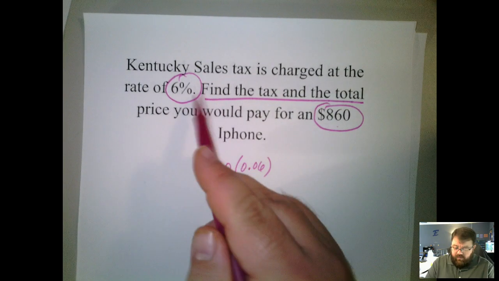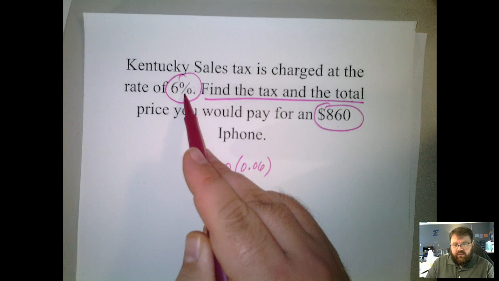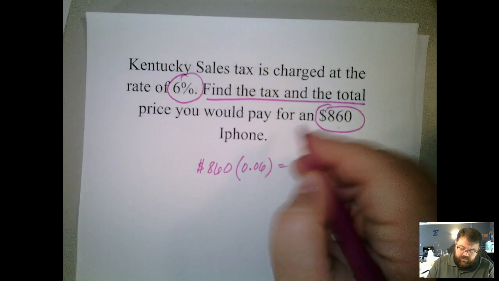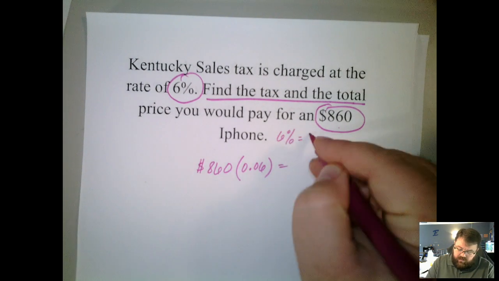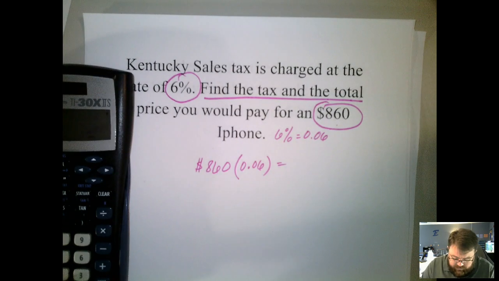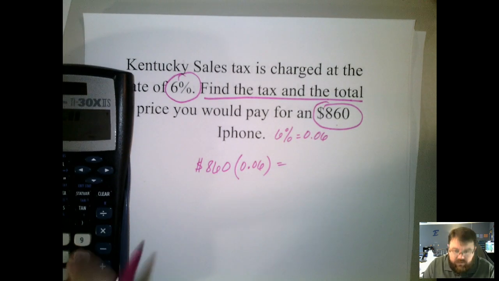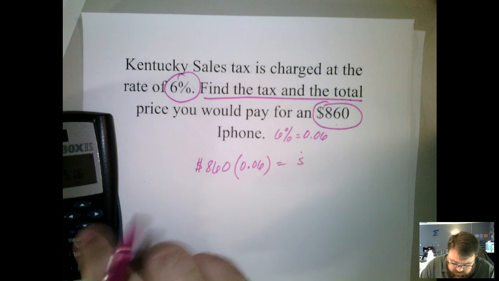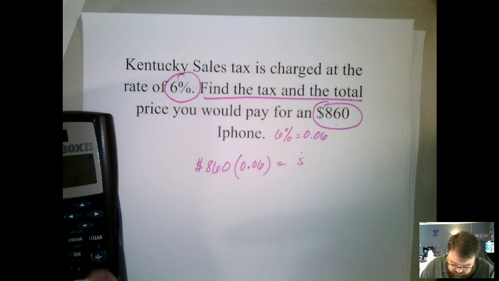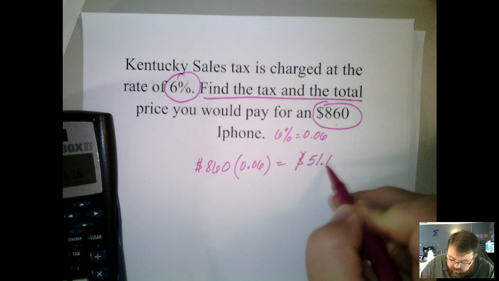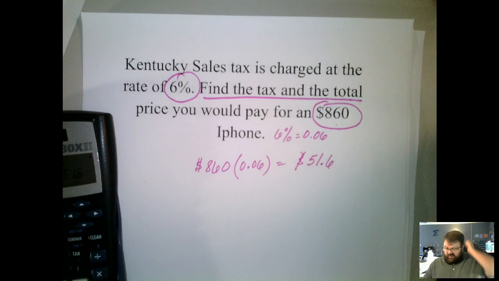Again, remember, I am taking the percent, dividing it by 100 to get the decimal. So 6% is equal to 0.06. So 860 times 0.06 is going to give you $51.6. Okay, now this is what the calculator gives me.